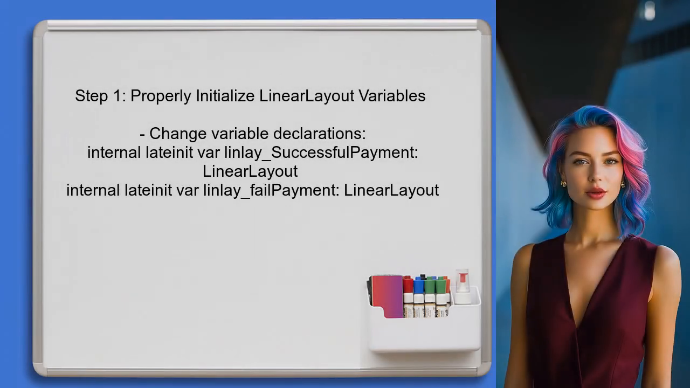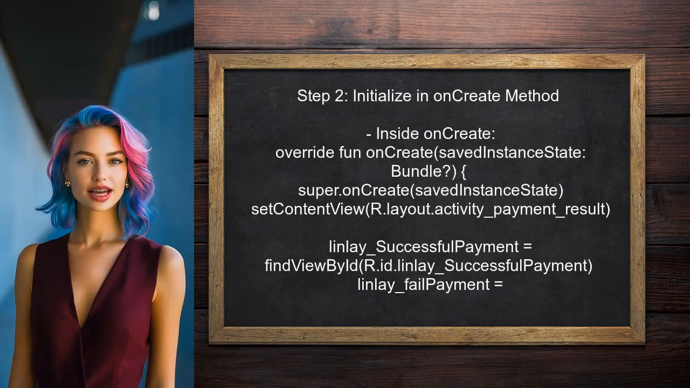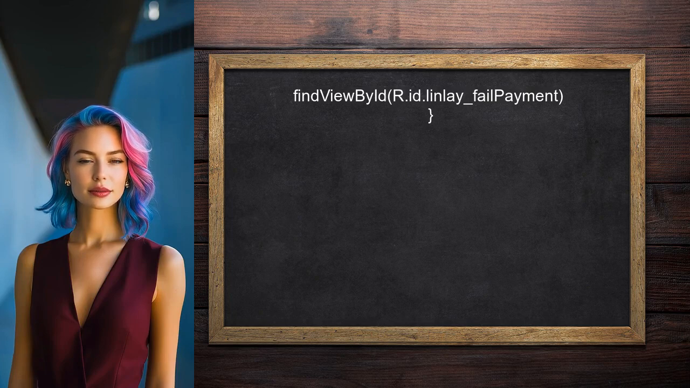To resolve the Kotlin null pointer exception, the user should first ensure that the linear layout variables are properly initialized. Instead of using a nullable type, we can use a non-nullable type and initialize them in the onCreate method. Next, the user should initialize these variables in the onCreate method after calling the super method. This ensures that the views are available when the activity is created.